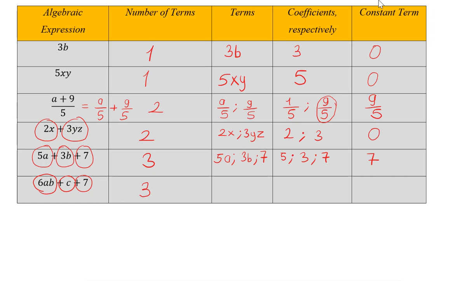And what about the last one? 6ab, c, and 7 again. I can see that there are three terms here, and the terms here are 6ab, c, and 7. What about the coefficients? 6. Don't miss the coefficient here. This is 1. And 7. What about the constant term here? 7 is the constant here.